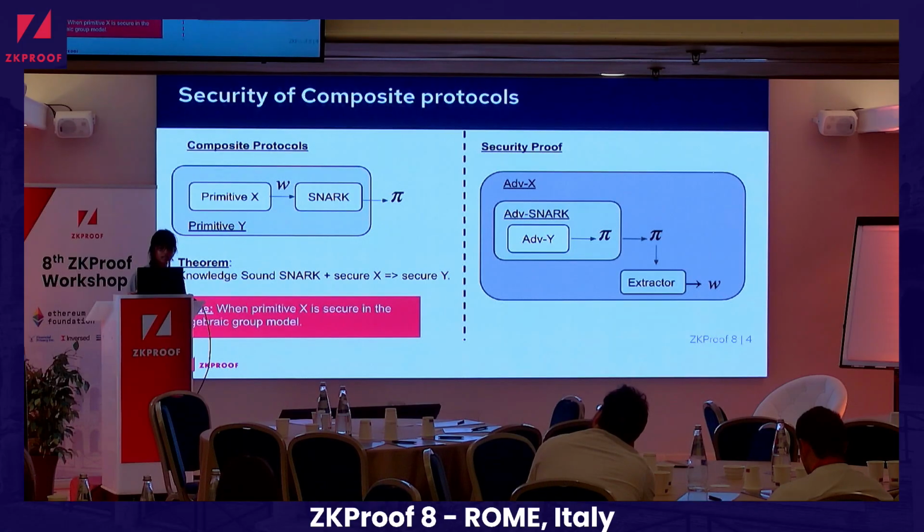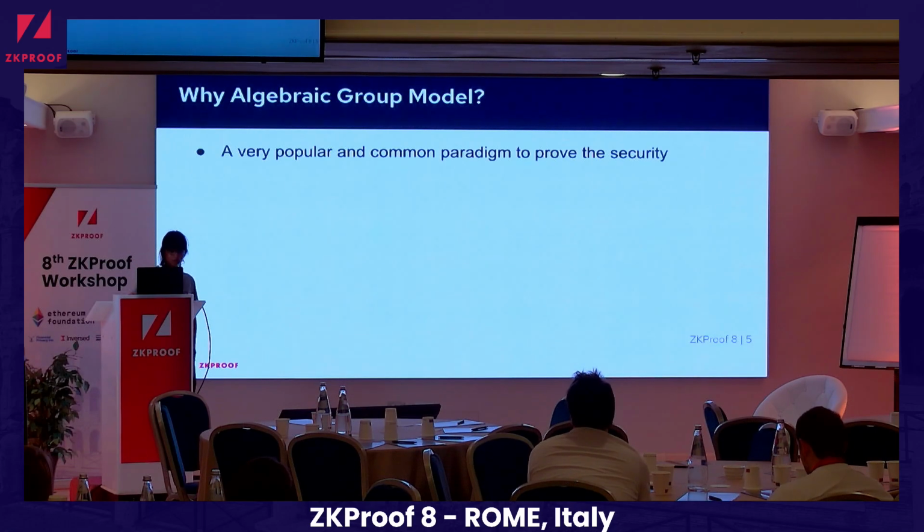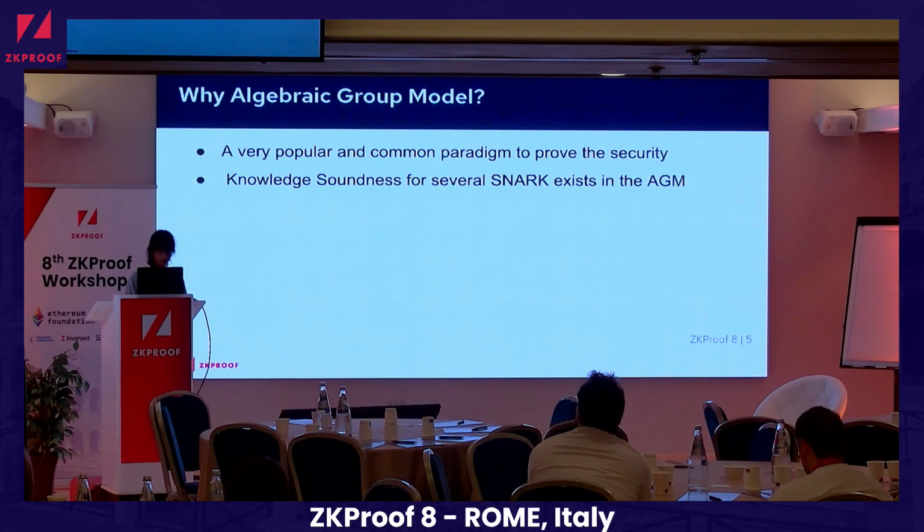But an issue here is that when this underlying primitive X is secure in the algebraic group model, this reduction wouldn't work. Before I explain what the issue is, I'll motivate a bit more why we consider the AGM. The reason is very simple. It's a very popular and common model to prove security of many cryptographic primitives, and especially for proving knowledge soundness for special types of SNARKs that are very efficient. For example, Groth16, PLONK, Lunar, etc. These are all constant size SNARKs, and they're proven in the AGM.